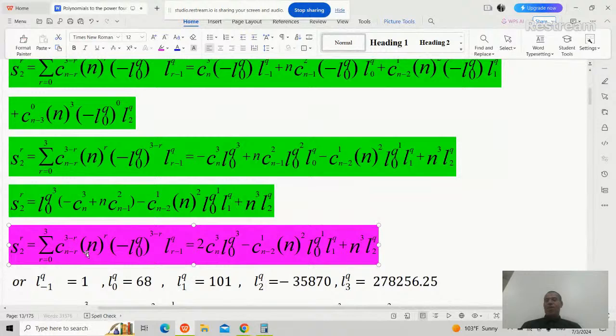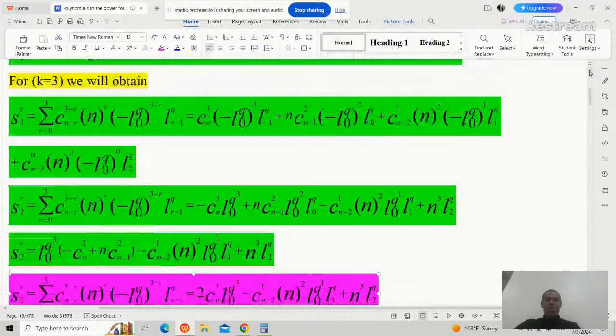So S2 is equal to 2 times combination n choose 3 L0 of q raised to the power 3, minus combination n minus 1, n squared L0 of q raised to the power 1 times L1 of q, plus n cubed times L2 of q. This one is very important. This formula of S2 had been derived from the discriminant formula of Mourad Sultan Ezouidi when k equals 3.